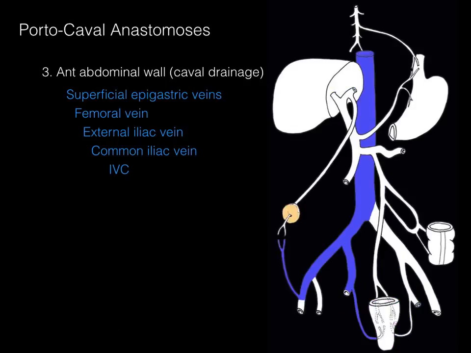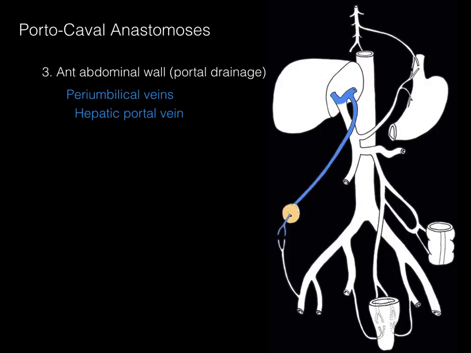Finally, our anterior abdominal wall. We have caval drainage first. This is the primary drainage of the anterior abdominal wall, like Camper's fascia. The superficial epigastric veins drain all the way down to the femoral vein, and the femoral vein courses deep to the inguinal ligament, becoming the external iliac, then goes into the common iliac, into the inferior vena cava, and back to the heart.